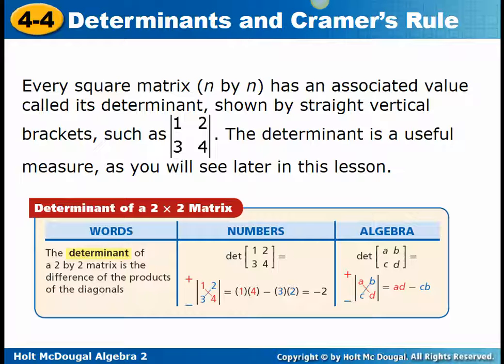So a determinant of a 2x2 matrix is just the difference of the products of the diagonals. So what you do is you multiply the first diagonal, 1 times 4, and you multiply the other diagonal, 3 times 2, and you subtract those numbers. So you'd have 4 minus 6, which is negative 2. So you multiply the diagonals, and you take the difference. You have to list the red diagonal first, and then you subtract the blue diagonal.